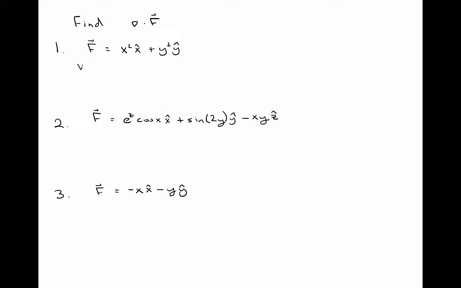All right, let's calculate the divergence for this first one. So we're taking the derivative with respect to x of x squared and the derivative with respect to y of y squared. That gives us 2x plus 2y. Let's look at the picture to make sure this makes sense.